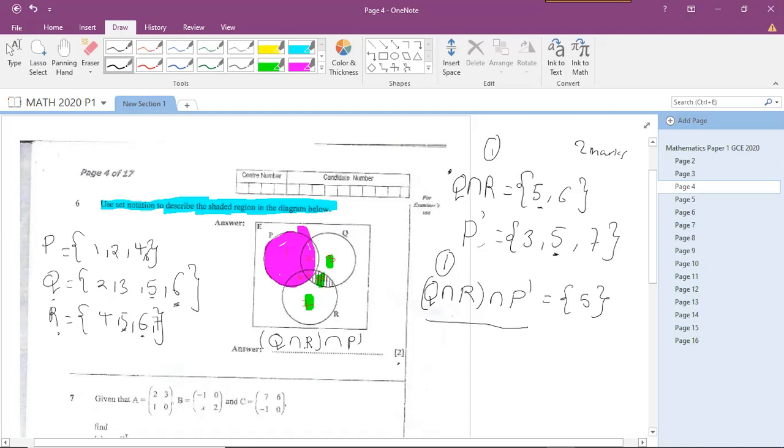So this is math paper 1. There's nothing complicated here, but you just have to be able to understand the set terminology. What's an intersection set? What's a complement set? What's a union set? What's a subset? Once you understand the terminology, once you know what an intersection is, what a complement is, the only thing that you have to do is just logically find the answer.